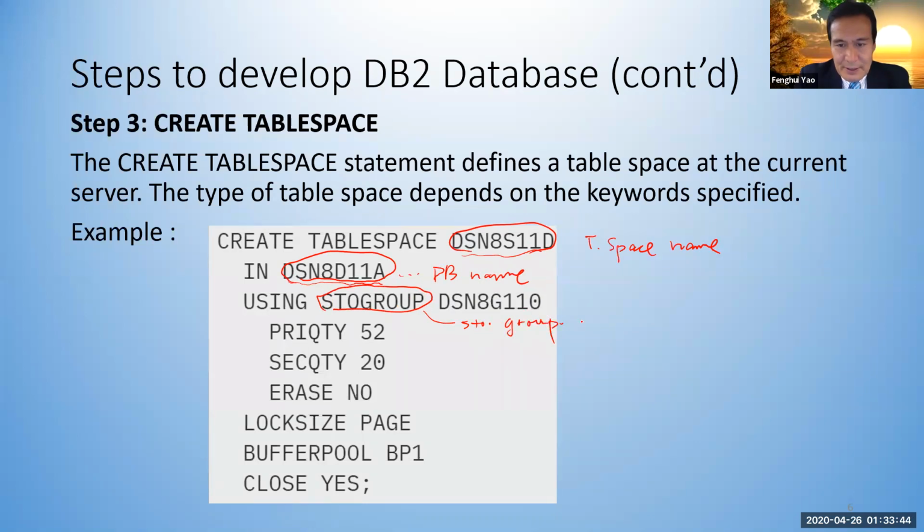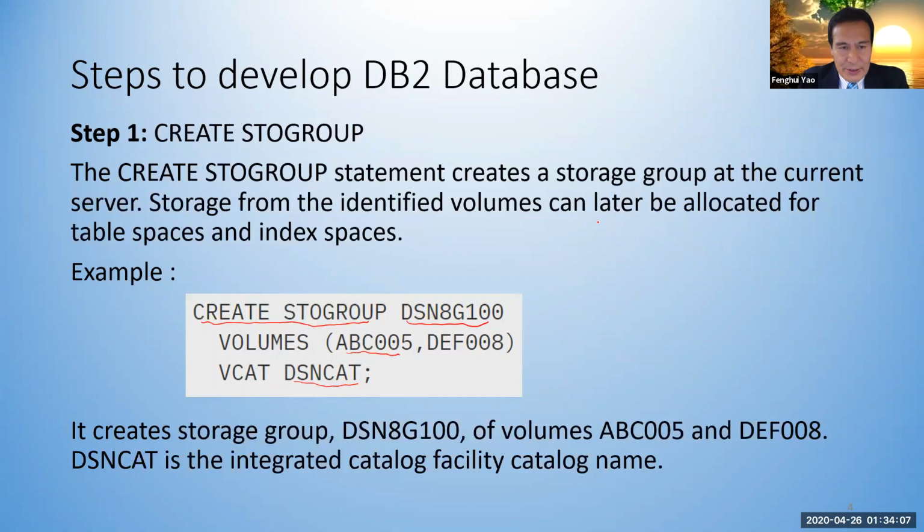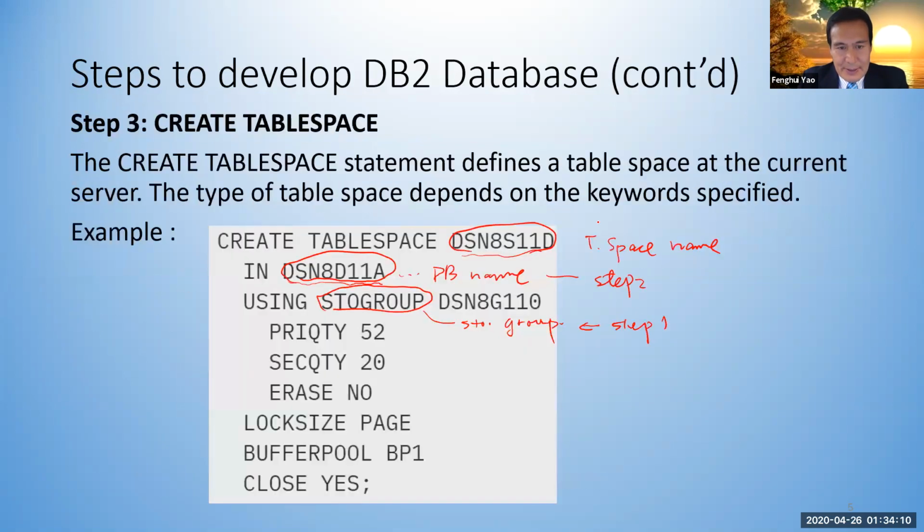So first, step 1, create a storage group. Then step 2, database. Then step 3, table space. Okay, look at here. Step 1 create a storage group. Step 2 create a database. So when we create a table space, we need a storage group and database. Okay, so this creates a data table space.